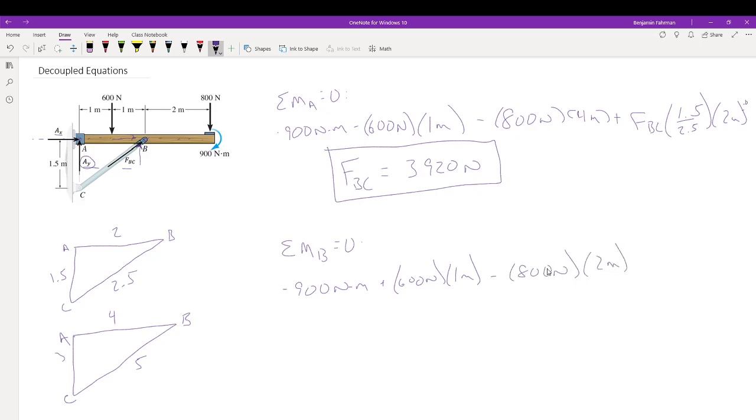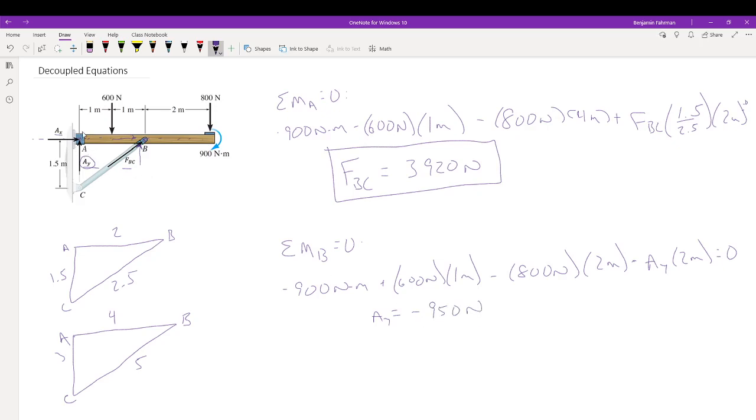And then moments about B, the last thing we have is this AY. AY is acting 2 meters away. And I think that's it. We'll set that equal to 0. AY is generating a tendency to rotate clockwise. As it's shown, this AY would generate a tendency to rotate clockwise. Because it's clockwise, we're going to make it negative. When we plug this in, we're going to find that AY is equal to minus 950 newtons.